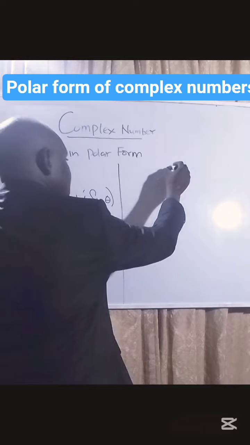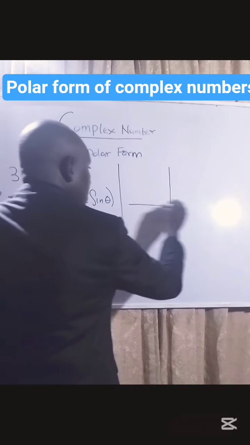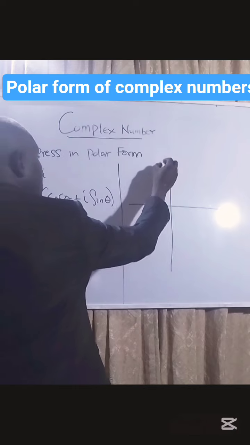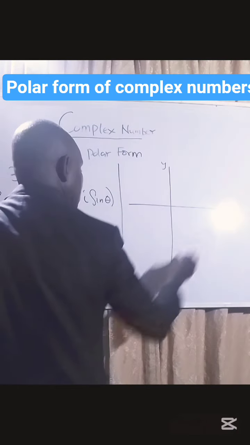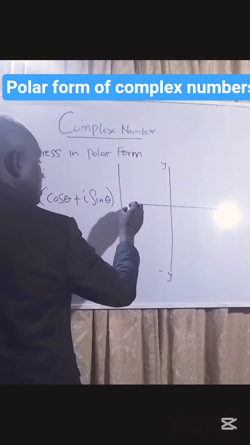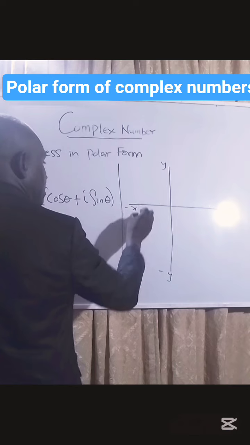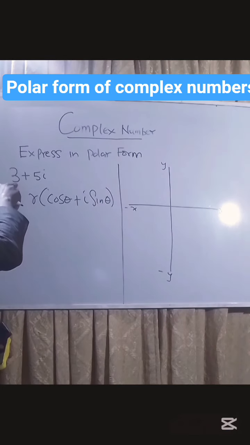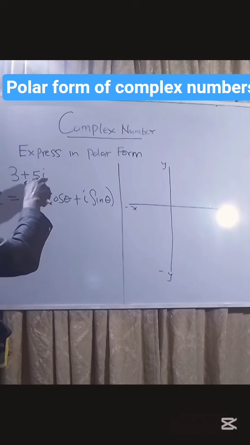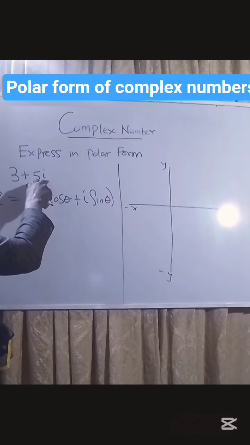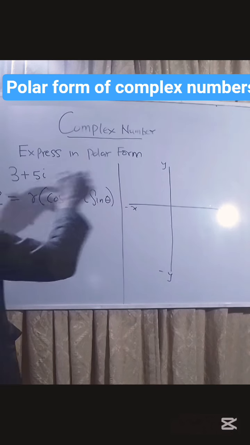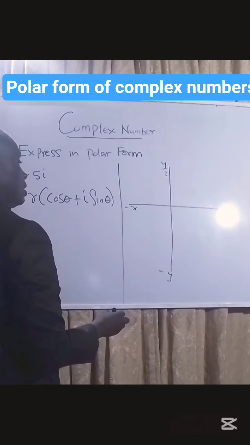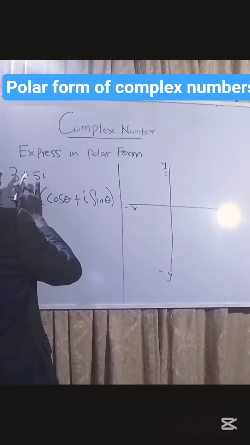Now, representing it in xy coordinates. First of all, before you solve this problem, you have to represent it in the xy coordinates. This is the y-axis, this is the x-axis, this is minus y, this is minus x, okay? Now, note that 3 here is the real part and 5i is the imaginary part. And the imaginary part is always on the y-axis, while the real part is on the x-axis.